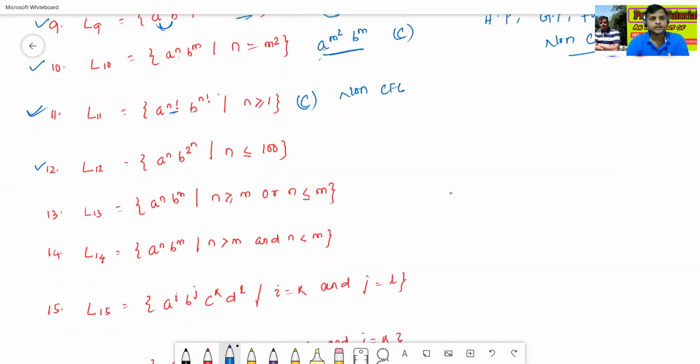Similarly, question 12: n is less than or equal to 100, but it is finite. The language may be exponential, may be factorial, may be geometric progression, whatever it may be, but the language is finite. Since the language is finite, it is called regular language. Regular means as well as CFL. So it is option A.